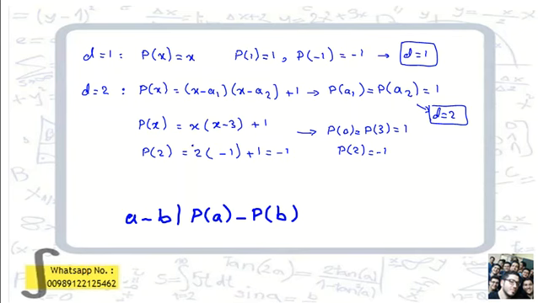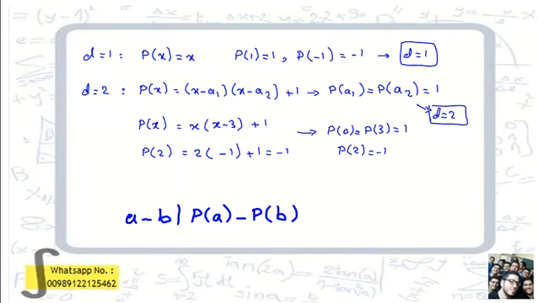So let's check. P of 2 is 2 times minus 1 plus 1, which is minus 1. So if I consider this polynomial, p of 0 equals p of 3, a1 and a2, 0 and 3 equals 1, and p of 2 is minus 1. You can find many other examples like this. And also we found a polynomial for d equals 2.